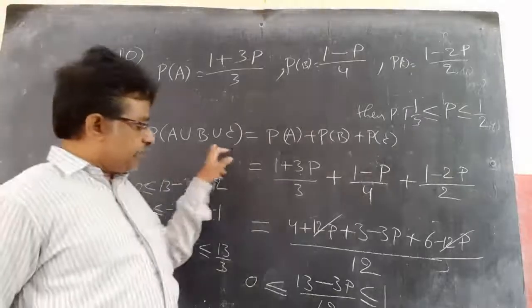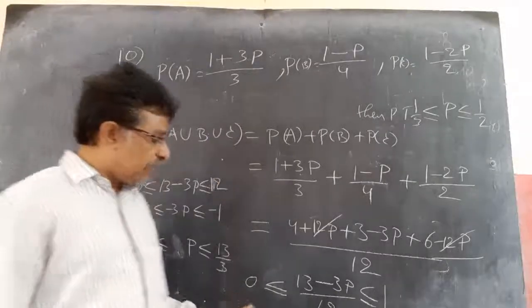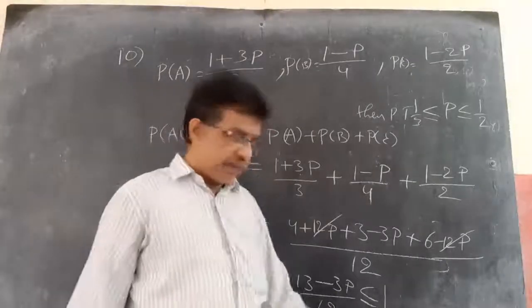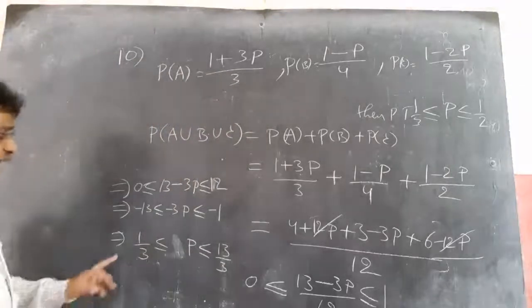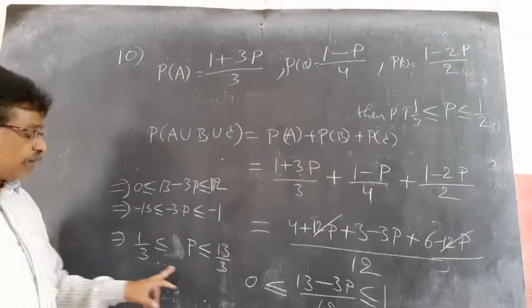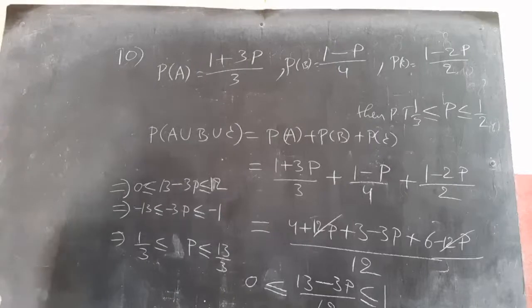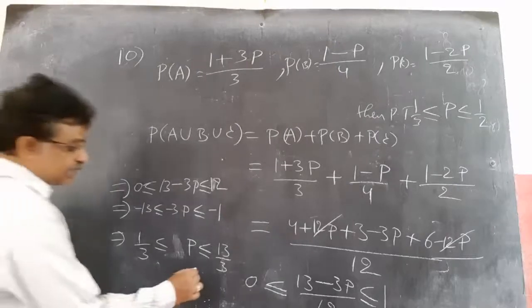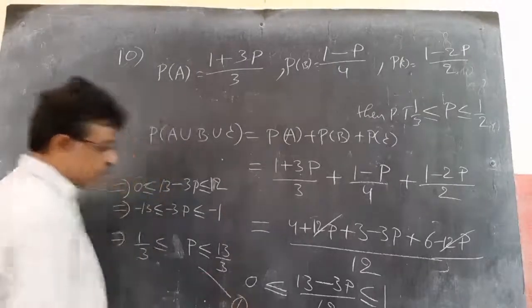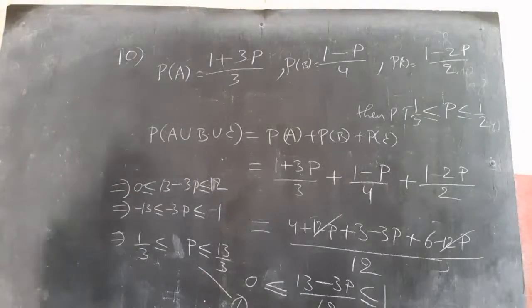But P of A union B union C is a probability which always lies between 0 and 1. So by simplifying, I got P lies between 1 by 3 and 13 by 3, and make it as equation 1.